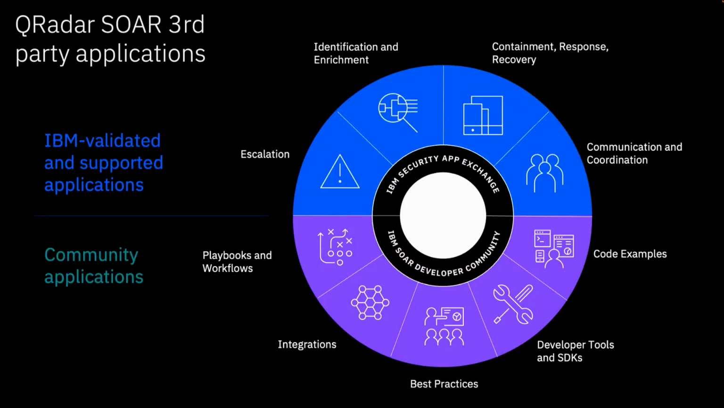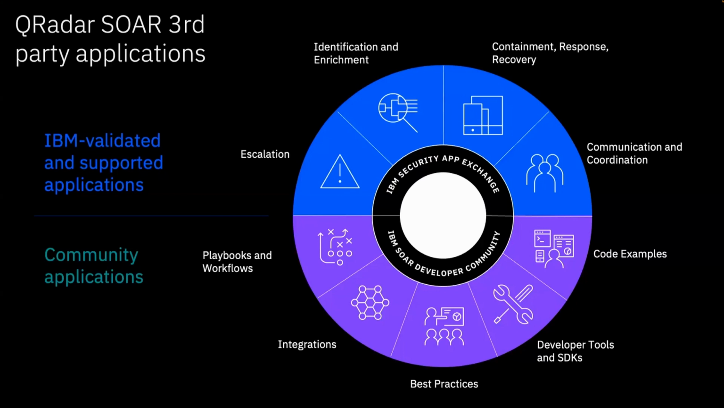This means that clients can raise a support ticket with either IBM or the relevant technology partner in the event of any problems. Second, there are community apps which are community developed either by customers, business partners, or IBM services organization. Typically, these apps are simpler, often designed to perform a single or a small number of functions. The community apps have also been through functional and security testing, and typically support is delivered through IBM Security SOAR community, not through the IBM support ticket.